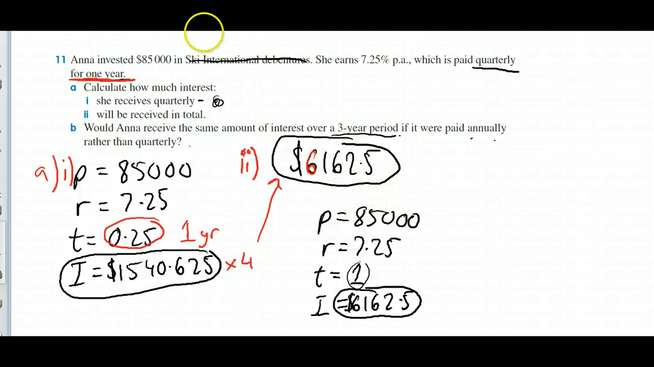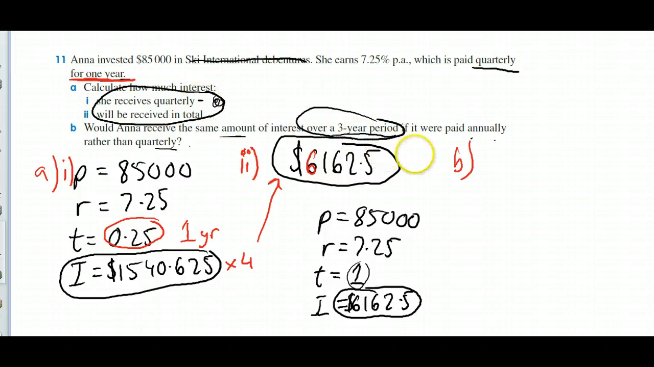Okay, in part B, it asks, would Anna receive the same amount of interest over a 3-year period if it were paid annually rather than quarterly? Now this question is worded in a pretty strange, ambiguous way. If it means, would she get the same amount in 1 year of this deal as she did in 1 year of this deal? Well, of course, everything's the same. So if we're talking about 1 year of this 3-year period, yes, she would get the same amount.